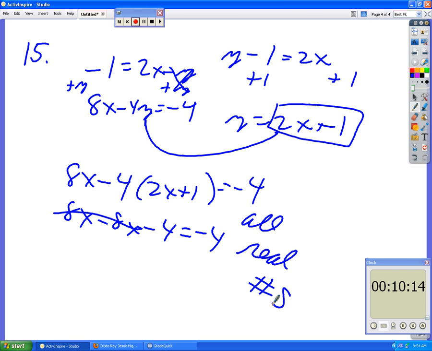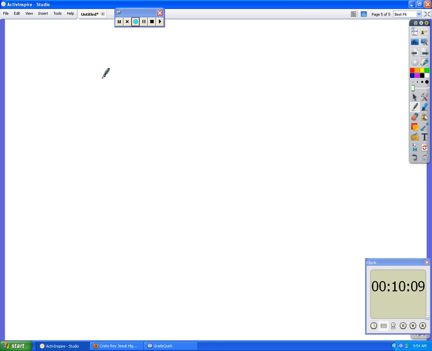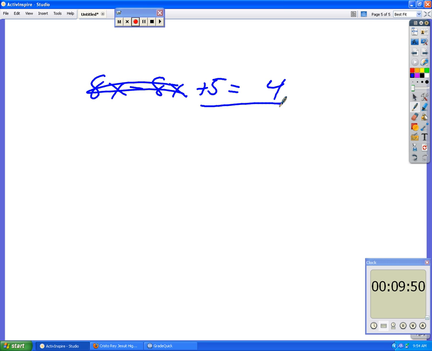Okay? There's a second possibility. 8x minus 8x plus 5 equals 4. This isn't down the problem. I'm showing you the other possibility. What happens to the 8 x's? What's this? True or false? Does it matter what value x is over here? These are always false, right? When is 5 equal to 4? Never. 5 is equal to 4 always?